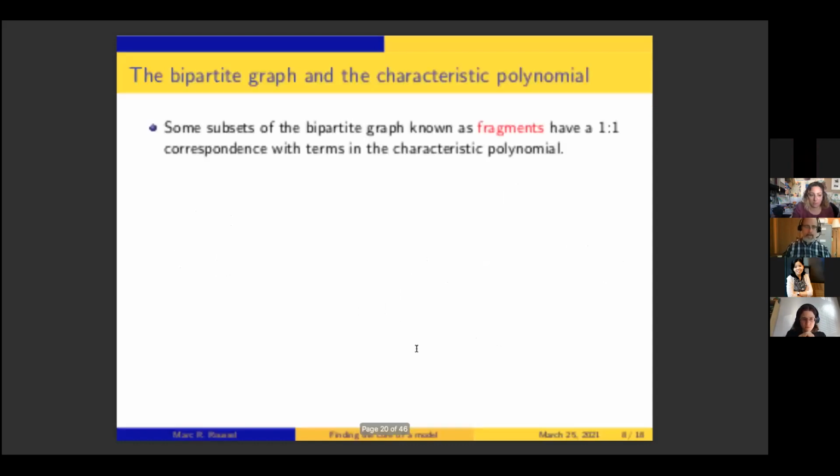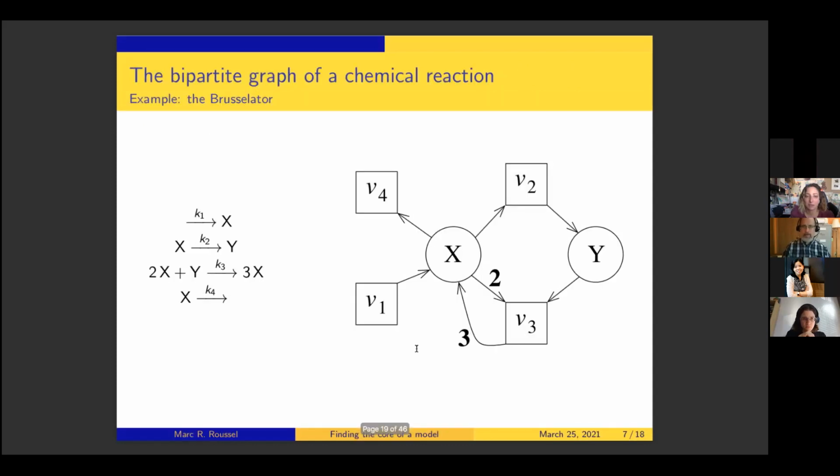Can I ask a question? Yes, of course. Just to understand, in terms of the cell, are these just gene interactions, or how is this being used?